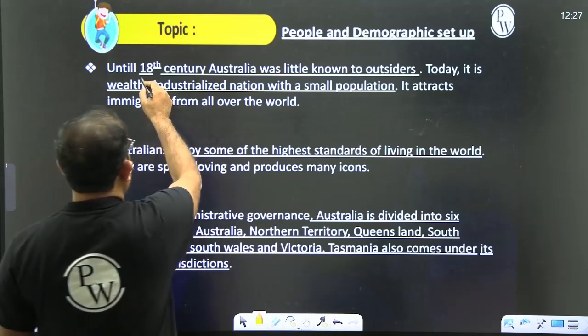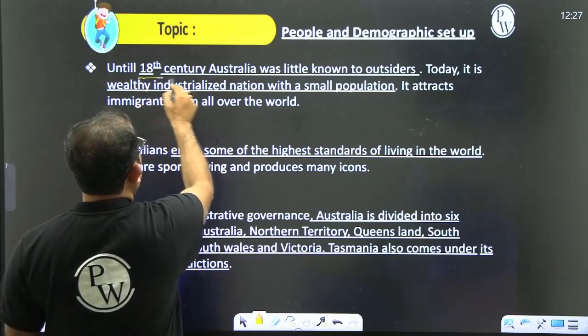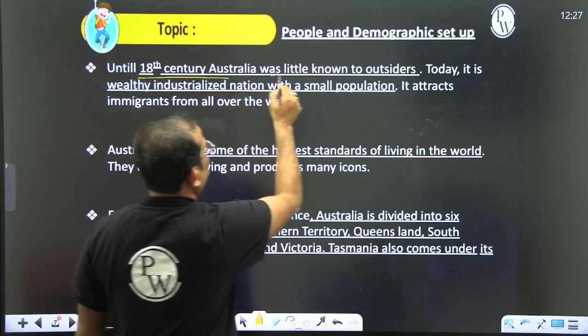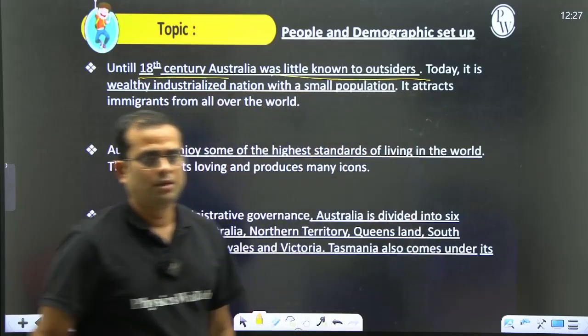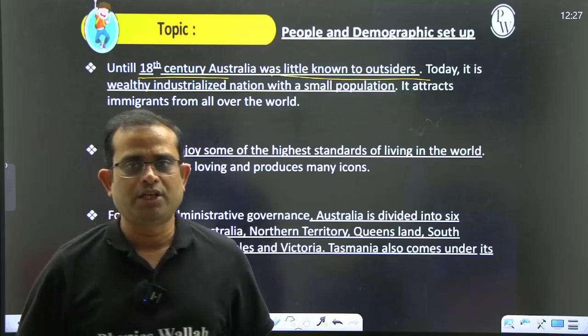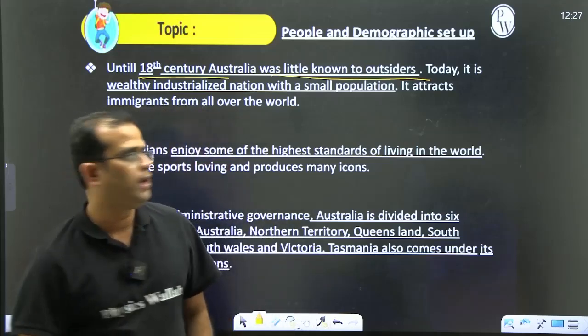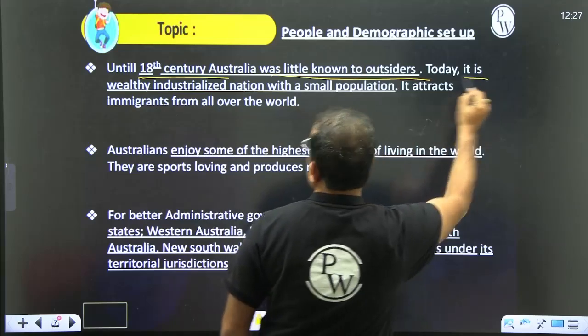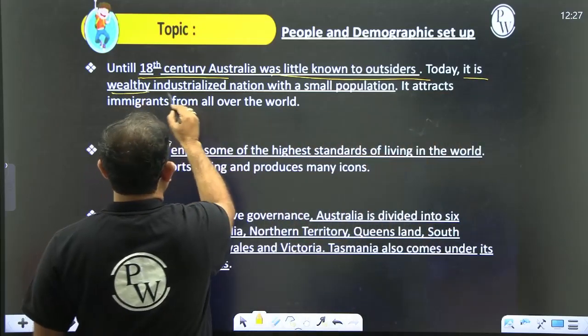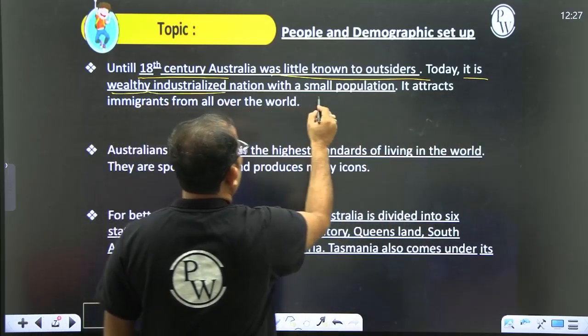So, moving forward, till the 18th century, Australia was little known to the outsiders. Okay, if I say till the 18th century, Australia was little known to the outsiders. Okay, today it is a wealthy, industrialized nation with a small population.